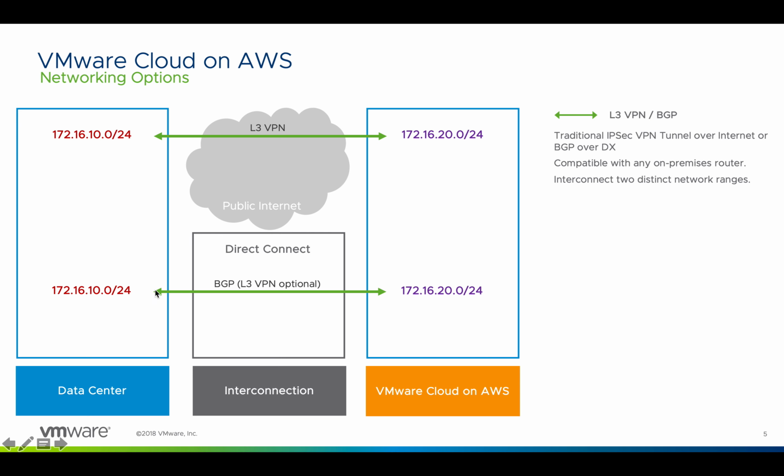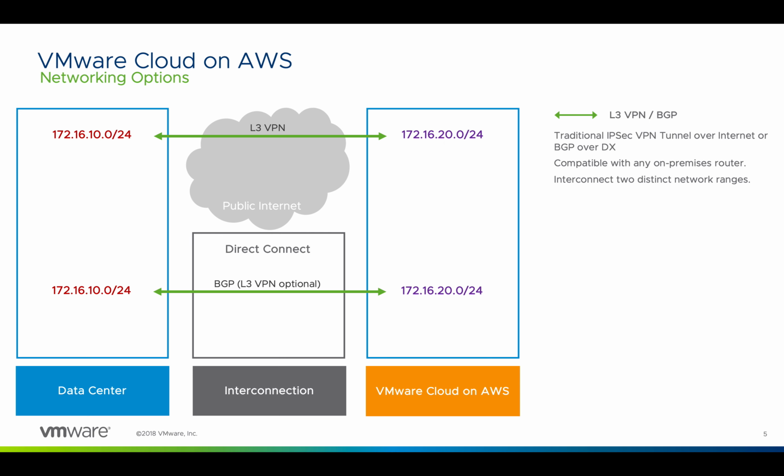Over the direct connect, you will build a BGP session between the VMware Cloud on AWS side here and your BGP router here. And if you want to encrypt the traffic over the direct connect, you can also leverage an IPsec VPN. What you have to be conscious of here is that it interconnects two sites with different IP ranges. So you have 172.16.10 here, and here you have 172.16.20. Essentially, you have two different sites.